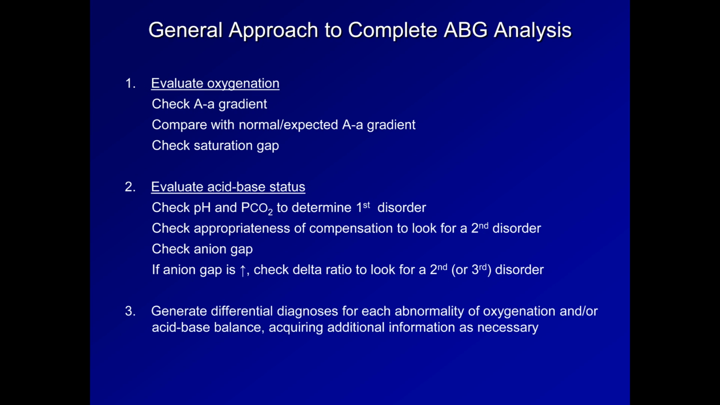Part 3 is to generate a differential diagnosis for each abnormality of oxygenation and/or acid-base balance, acquiring additional information as necessary, such as lactate levels and chest X-ray findings. Lastly, create a final summative diagnosis that links everything from part 3 together, if at all possible.